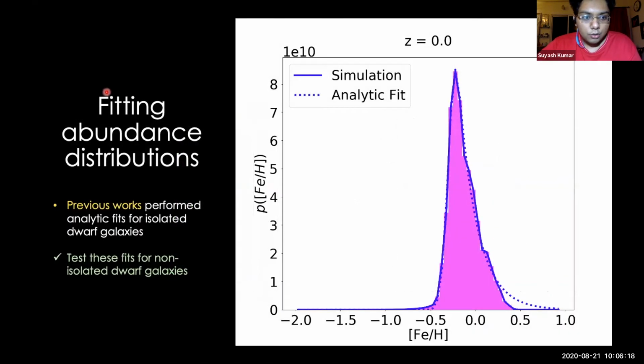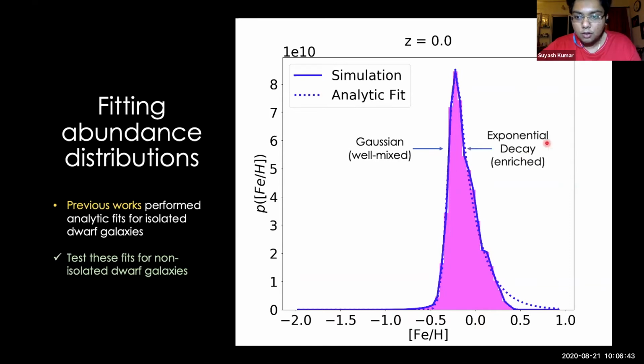And the next job is to fit these abundance distributions. Previous works have performed analytic fits for isolated dwarf galaxies, but we wanted to try out the same models for non-isolated dwarf galaxies. And as you can see, the models fit pretty well. Now it's worth describing what these analytic models exactly are. On the left half, we have the Gaussian functional form, and on the right, we have an exponential decay functional form. The part of the distribution that's in the Gaussian represents gas that is well mixed. And the part of the distribution that's in exponential decay represents gas that is enriched or not well mixed.